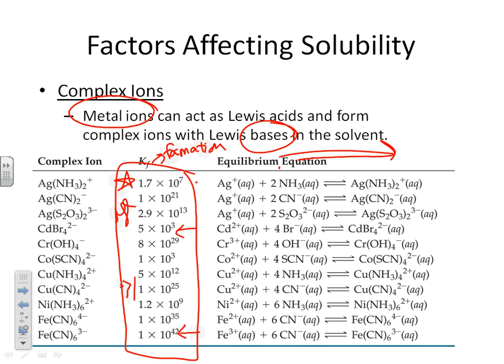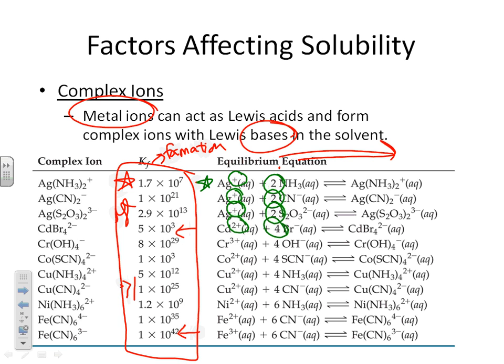And it's right here. So we'll take the silver one first. The charge on the silver is +1. There are 2 ammonias that form with it. The next one, charge on the silver is +1. There are 2 cyanides that form with it. Charge on the silver is +1. On the third one, there are 2 thiosulfates that form with it. Next one, the charge on the cadmium is +2. There are 4 bromides that form with it.